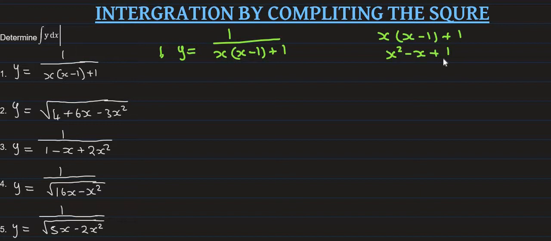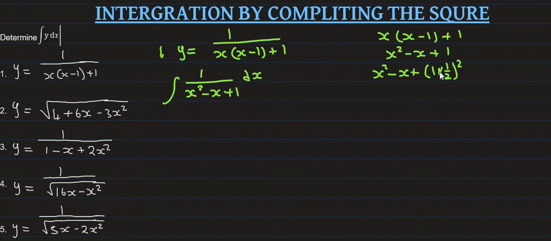So we are integrating 1 over x squared minus x plus 1 with respect to x. We take the first two terms and complete the square: x squared minus x. We take the middle term, 1, and multiply it by 1 over 2, all squared, minus 1 multiplied by 1 over 2 all squared, plus 1.